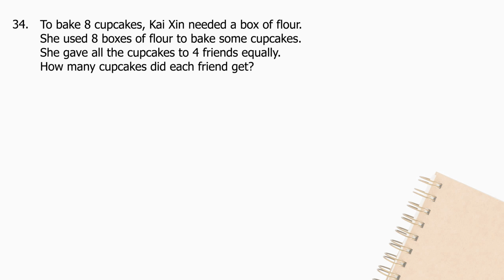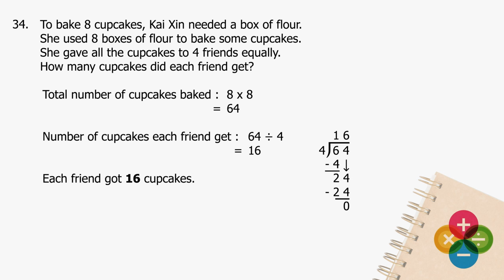Question 34. To bake 8 cupcakes, Kai Sin needed a box of flour. She used 8 boxes of flour to bake some cupcakes. She gave all the cupcakes to 4 friends equally. How many cupcakes did each friend get? The total number of cupcakes baked will be, multiply 8 by 8, and the product is 64. The number of cupcakes each friend got will be, divide 64 by 4, and the quotient is 16. Each friend got 16 cupcakes.